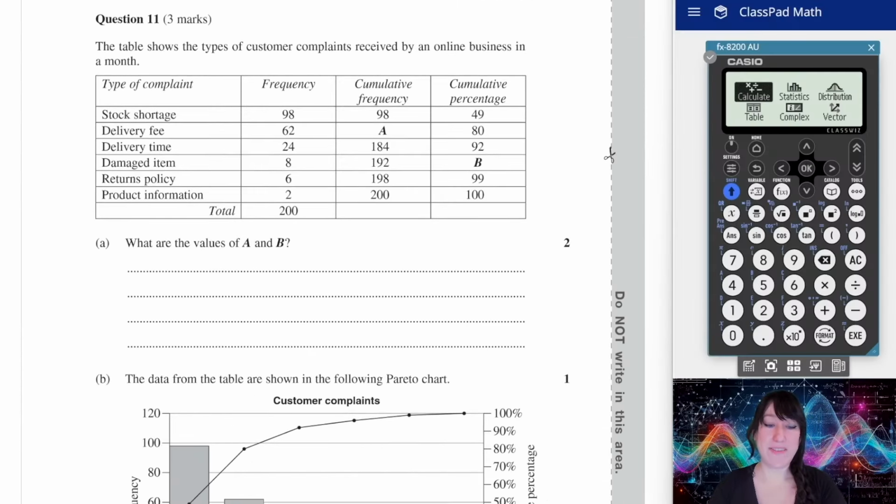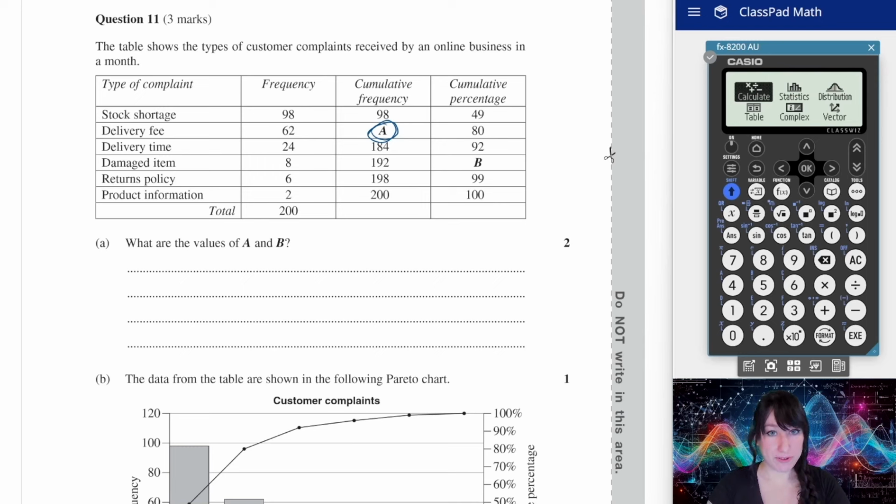All right, question 11. The table shows the types of customer complaints received by an online business in a month. What are the values of A and B? So in our table, we have frequency, and cumulative percentage. Now, A is the cumulative frequency of delivery fee.